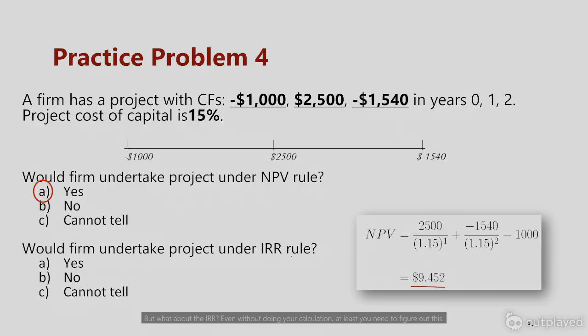But what about the IRR? Even without doing your calculation, at least you need to figure out this specific stream of cash flow is non-normal, which would give you more than one internal rate of return. So our answer based on the IRR rule, we can't really tell, right?